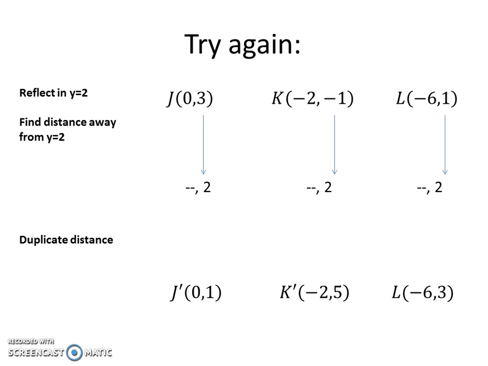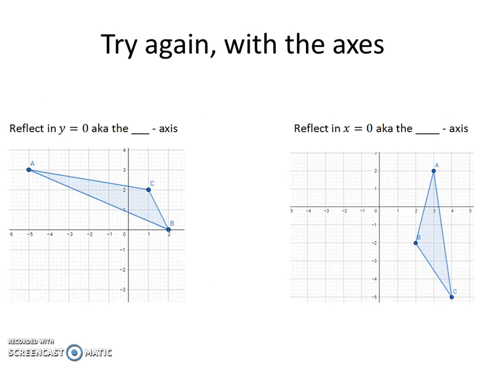Those should be the new prime coordinates. So now, instead of looking at specific lines, we're going to take a look at what to do with the axes. So that means the x-axis or the y-axis when we reflect over one of those.